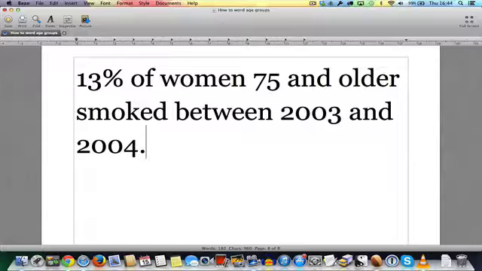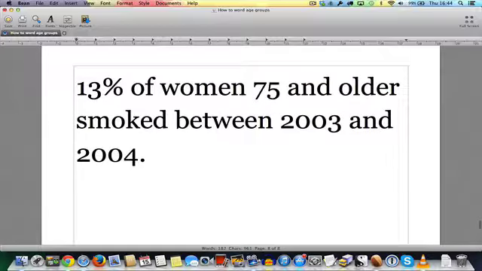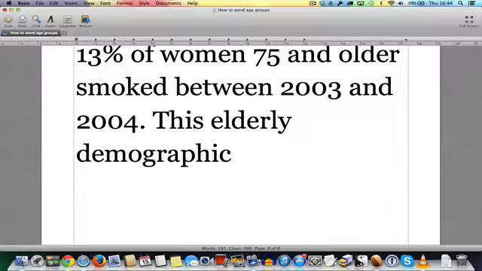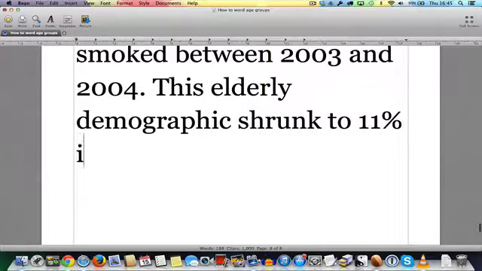Now, I could use the word elderly in the next sentence if I connect it back to the sentence prior. So here we've already stated that we're talking about women 75 and older. Okay, so I could continue talking about this group by referencing this elderly demographic shrunk to 11% in 2005.